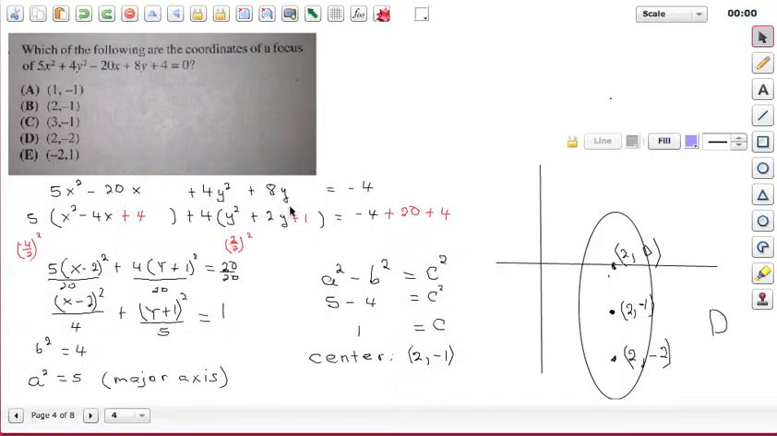Here's the equation. 5x squared minus 20x. I've just brought the x terms on one side, 4y squared plus 8y written together, and I took the plus 4 across the equal sign to the other side. You cannot complete the square if there's a number in front of the squared term. So you have to factor the 5 out and factor the 4 out. So then you have x squared minus 4x, and y squared plus 2y equals negative 4.